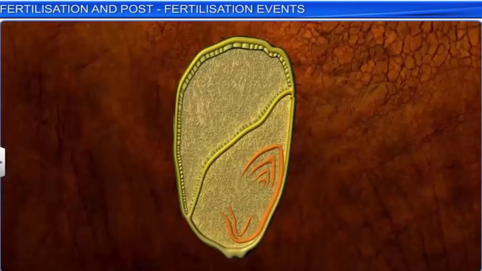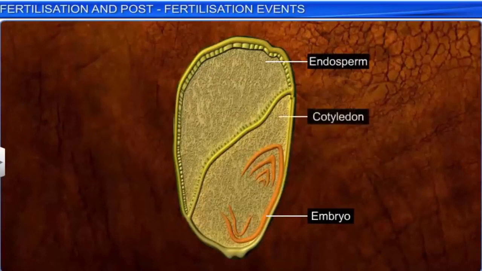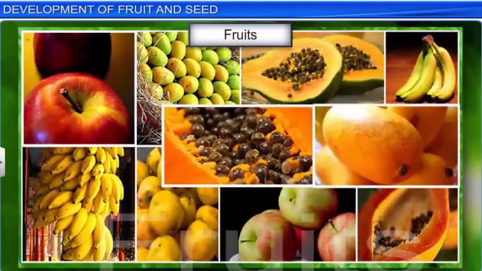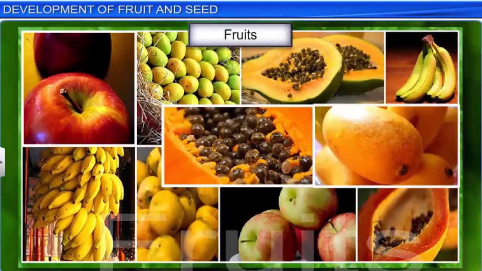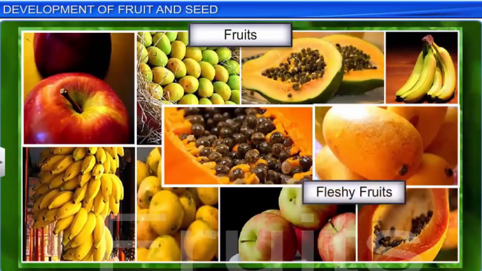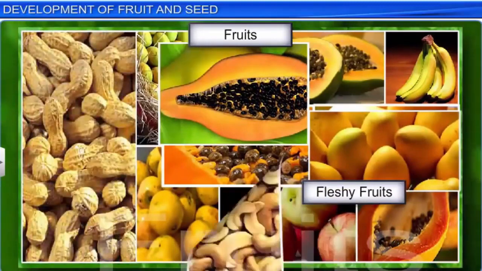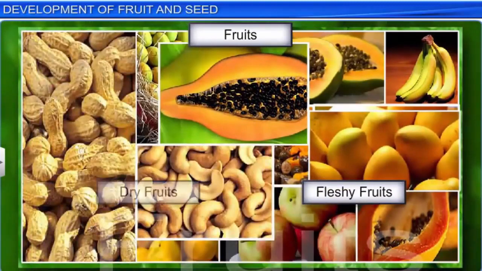In this manner, the embryo, as well as endosperm, develops from the zygote and primary endosperm cell after fertilization has taken place in flowering plants. For us, fruit means a mango, papaya, apple, or a banana. However, for a botanist, fleshy and juicy mangoes or papayas are as much a fruit as are groundnuts or cashew nuts, which are dry in nature.